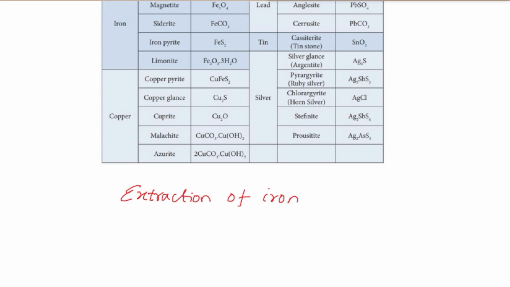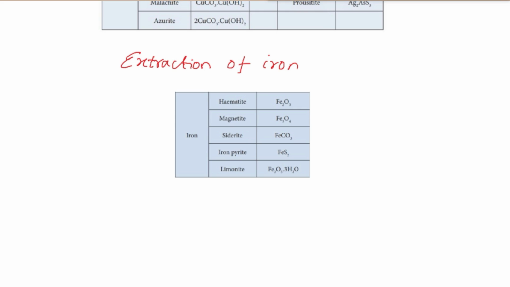First, we shall discuss the extraction of iron from its ore, hematite. Hematite, magnetite, siderite, iron pyrite, limonite are the important ores of iron. Iron is mostly extracted from the ore hematite. The first step is pulverization. The ore is broken into smaller particles of required size.